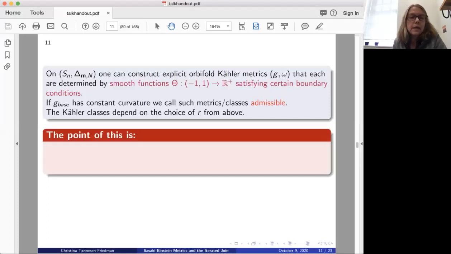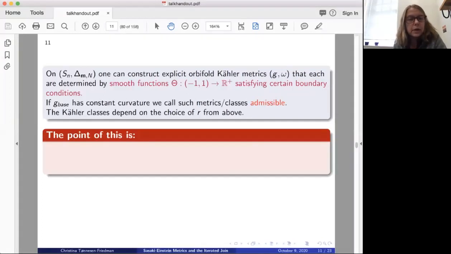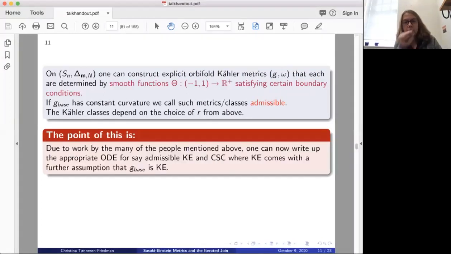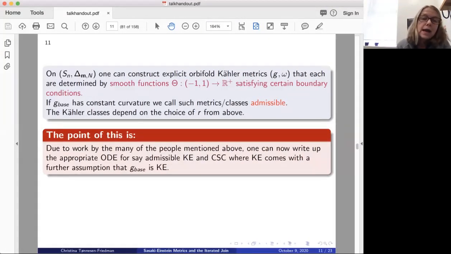Okay, so what's the point of this? Well, the point of it is that, due to the work of all the many people I mentioned before, one can write up appropriate ODEs that can prescribe Kähler-Einstein or constant scalar curvature, or maybe some other fun geometric condition that you want to put on the metric you're trying to construct. If you want Kähler-Einstein, you actually have to assume that g base is Kähler-Einstein also. And then, of course, there's an ODE on top of that.